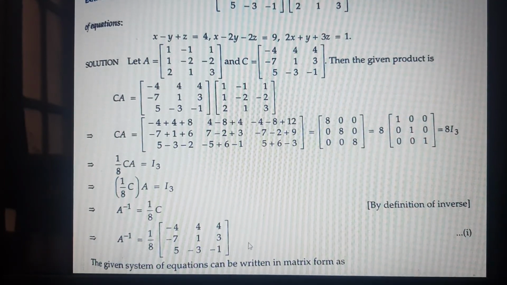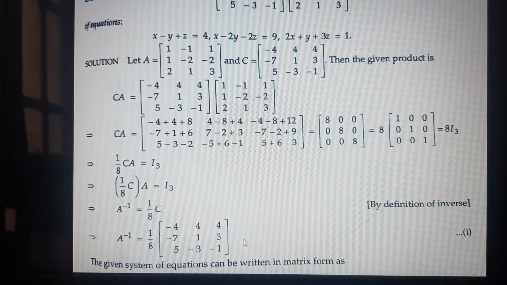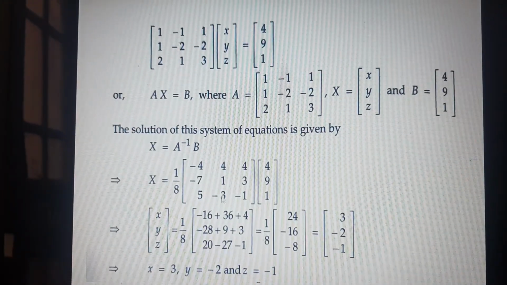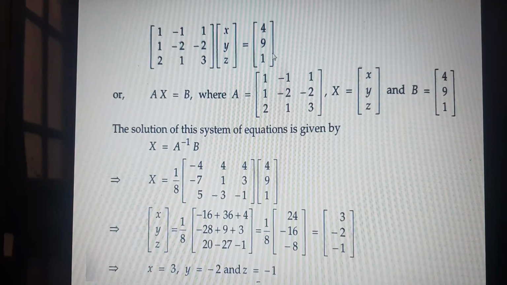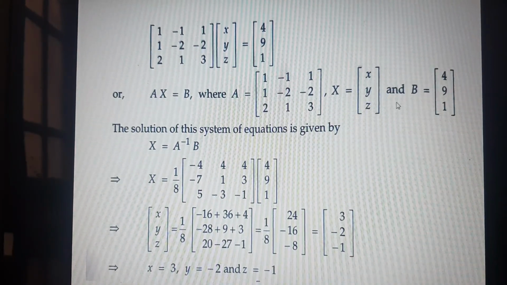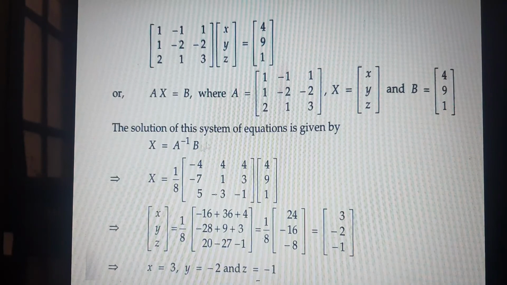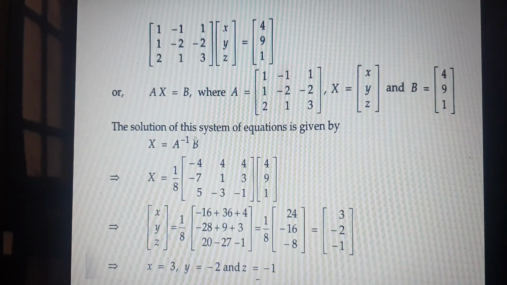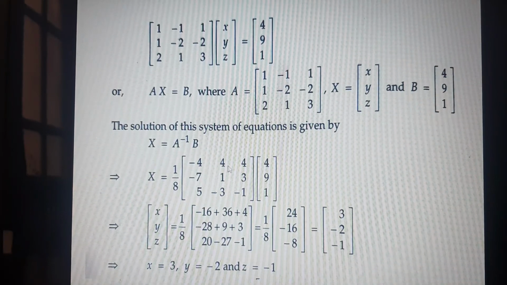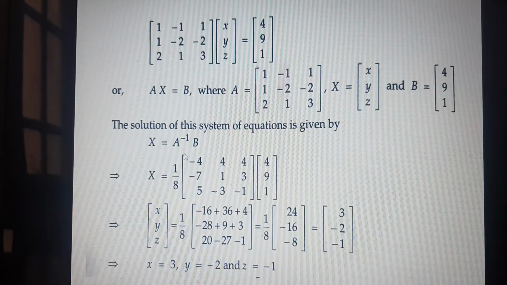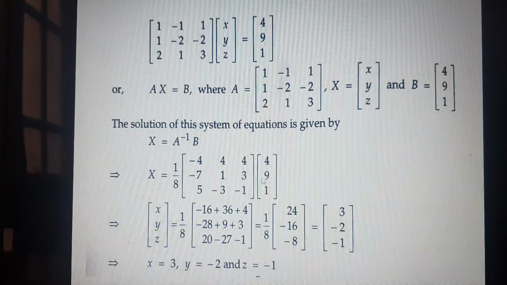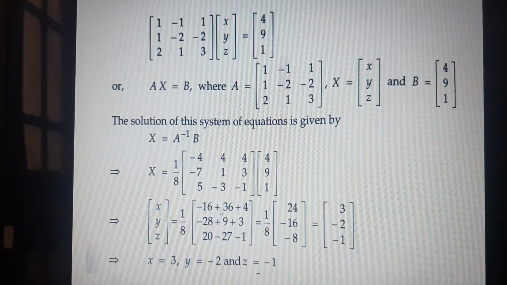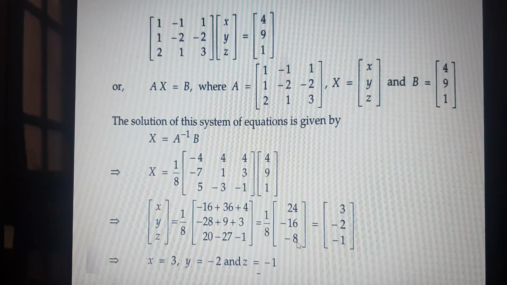So we can directly use this A inverse to find the solution of the equation on the right. This is AX = B. We can see A is here, X is this x, y, z, and B is 4, 9, 1. Because we already found the inverse of this A, that is C by 8, we can directly put X = A inverse B = C by 8 into B. You can solve it further. Multiply these two matrices, you will get 1/8 of 24, -16, -8. So it is 3, -2, -1.